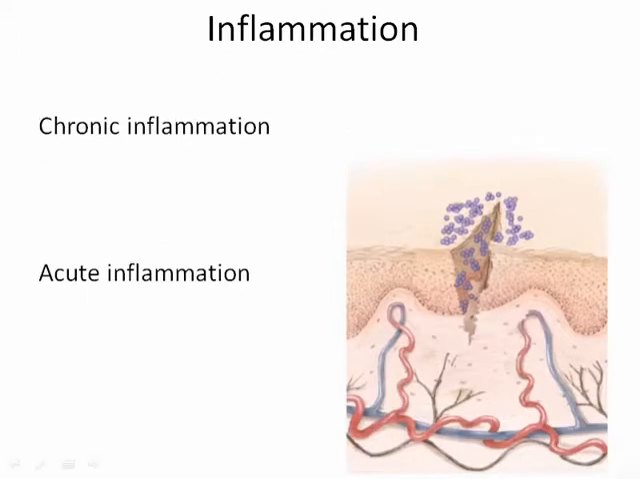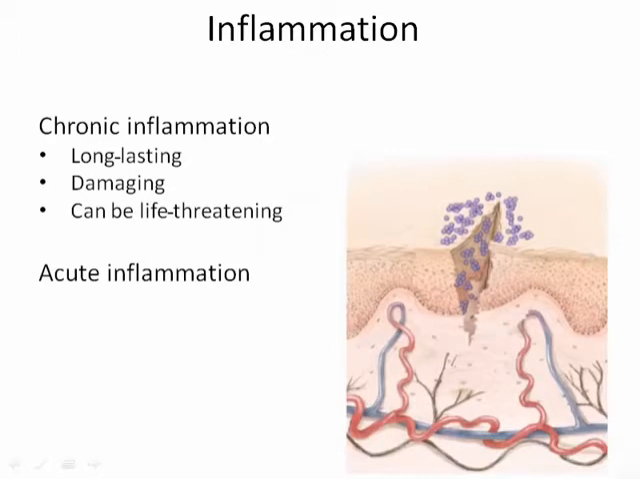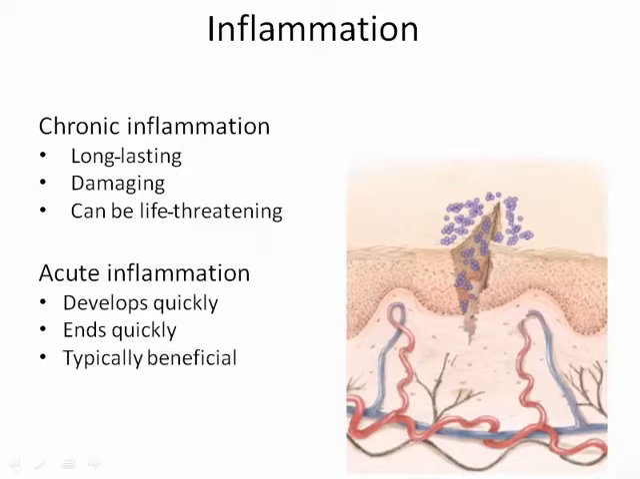There are two major types of inflammation: chronic inflammation and acute inflammation. Chronic inflammation is long-lasting, damaging, and can be life-threatening. In contrast, acute inflammation develops quickly, ends quickly, is typically beneficial, and helps eliminate pathogens from the body as part of the innate immune defense.